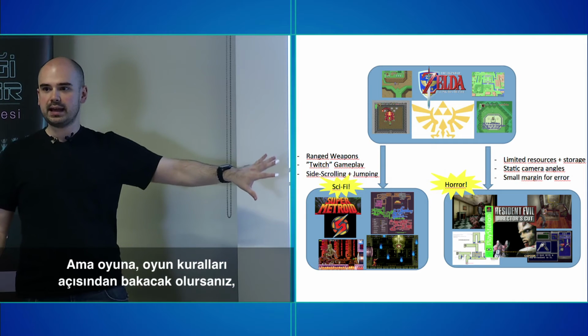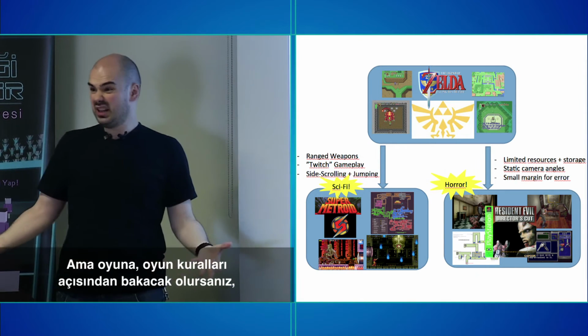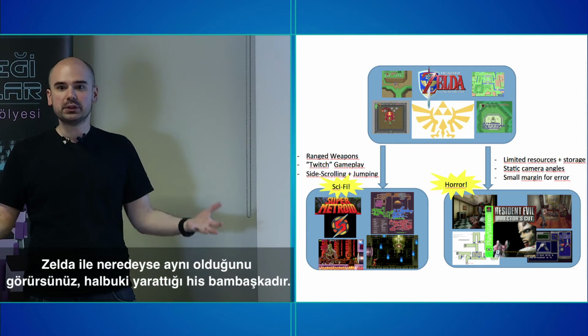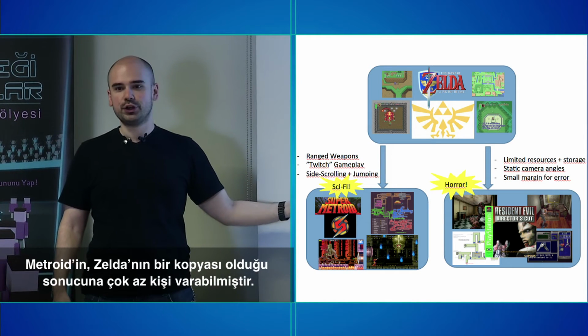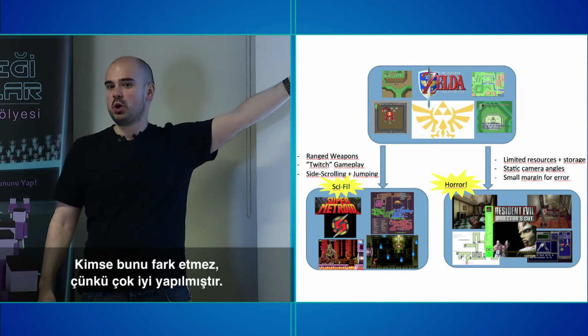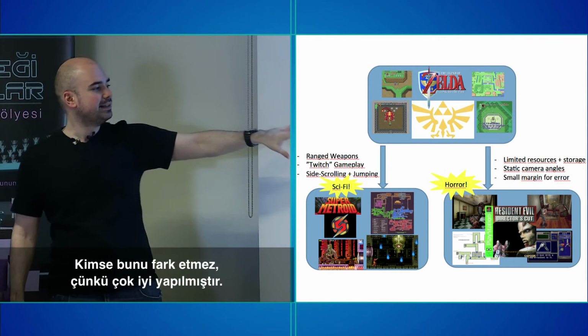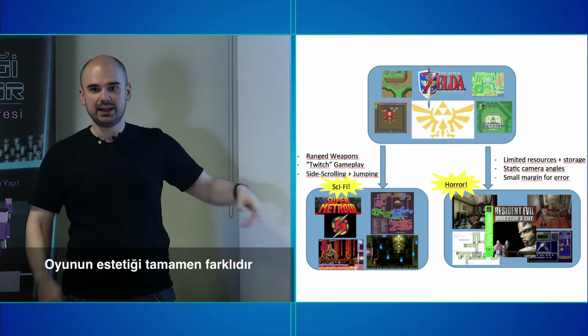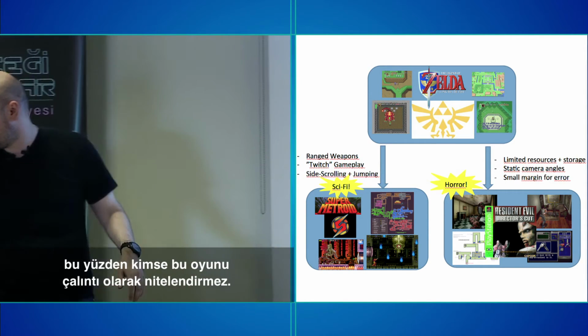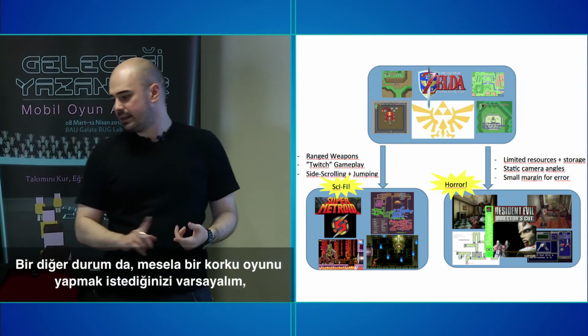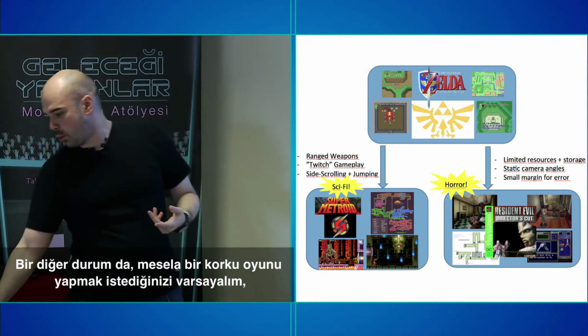But if you look at the game from a game rule point of view, it's pretty much the same as Zelda, but it feels completely different. Very few people have ever said that Metroid is a copy of Zelda. No one notices it because it's done so well. The aesthetic is completely different, and the dynamics and the mechanics support the aesthetic, so people don't see it as a ripoff.